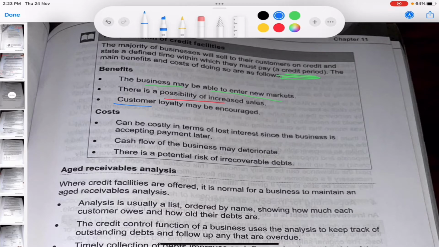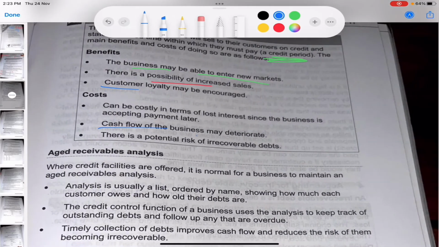Cash flow may deteriorate. Why am I saying that? There will be less cash in the business because something which was due to be received hasn't been received yet. There is a potential risk of irrecoverable debts. Only when you sell something on credit, only then there is a chance of having bad debts. If I do not sell something on credit, then bad debts or irrecoverable debts will not occur at all. That is what they're trying to explain.